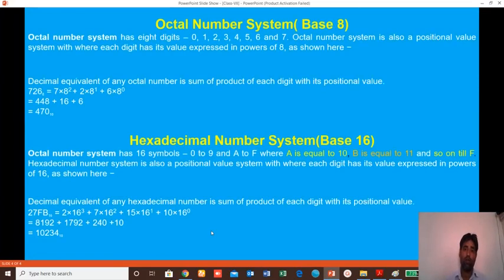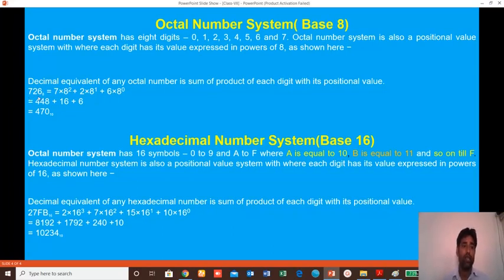Then the octal number system. Any number system that has only 8 digits from 0 to 7 is known as an octal number system. Sorry, its base is 8, so only 8 digits from 0 to 7 can be considered in an octal number. Let's take an example, 76 base 8. This is a representation of an octal number.